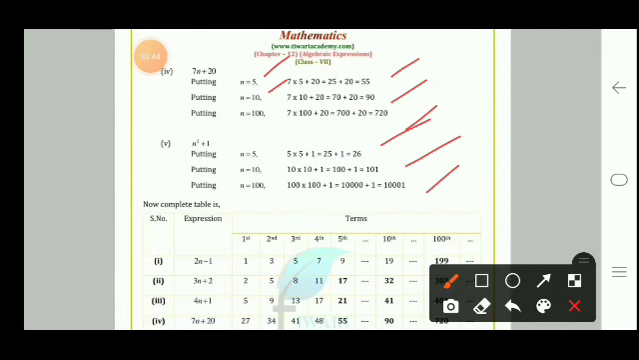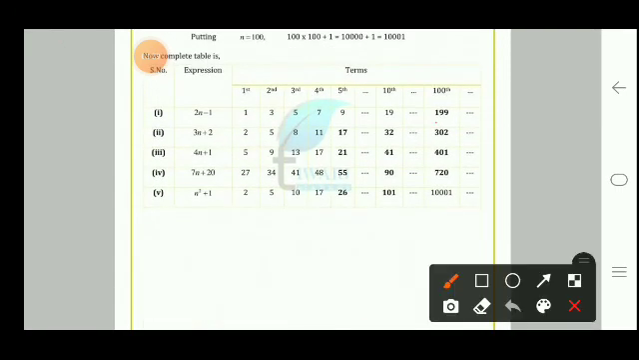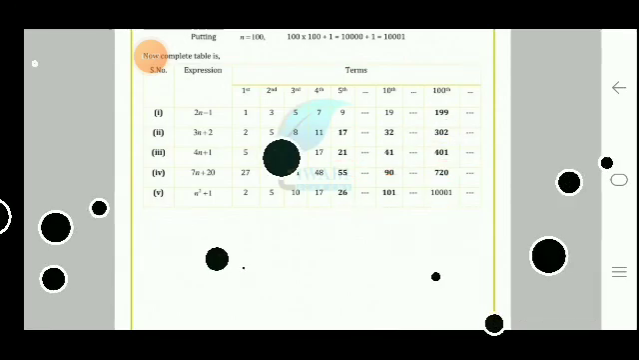Then if you write it in table form, all these values we have taken out, we just put here like 199, 17, 32, 302, 21, 41, 401, then 9, 20, 55, likewise. So with this we come to the end of the exercise as well as the end of the chapter. Thank you very much.